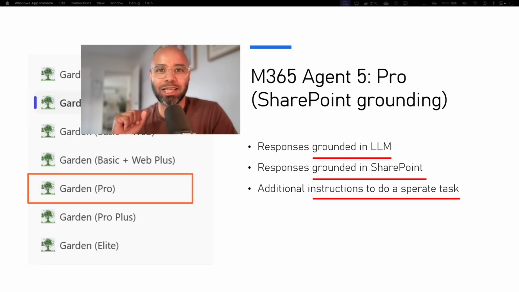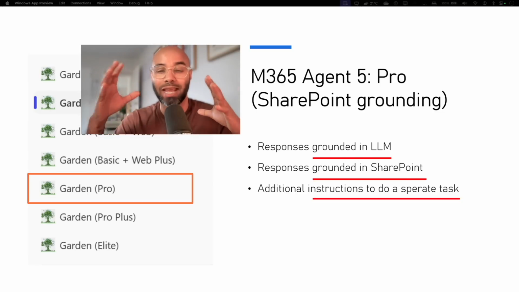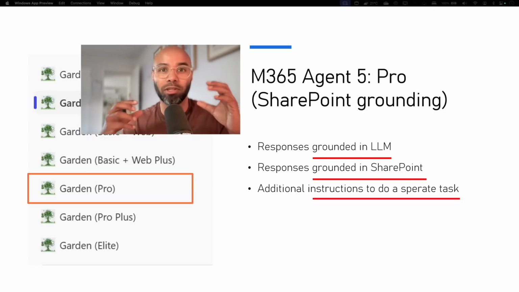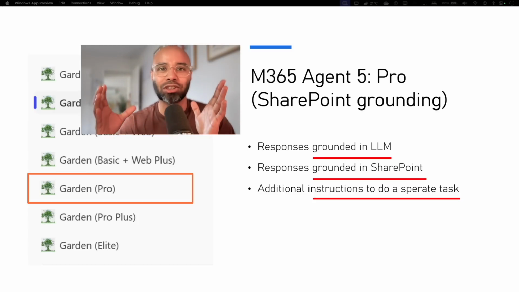The fifth agent is going to have a couple of additional capabilities. One, it can get you responses from the large language model. Then you're going to attach a knowledge resource within your SharePoint, not one document, but multiple documents. So it has to reason over the documents to give you the specific answer. And it is going to have that additional instruction.